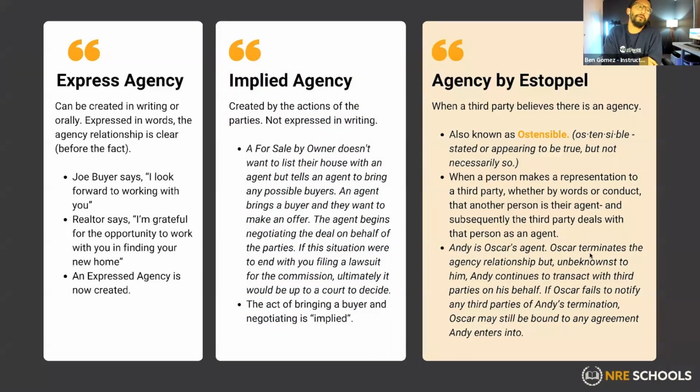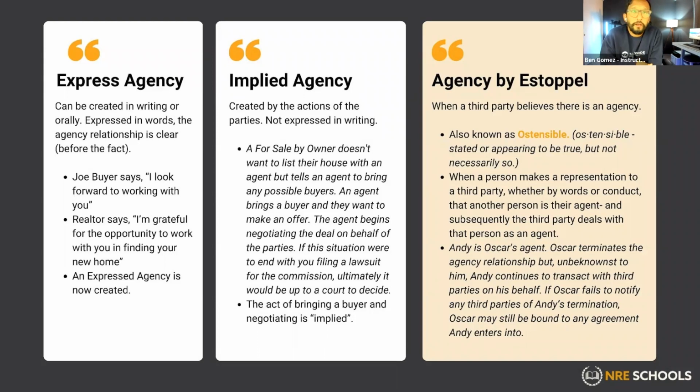Oscar terminates the relationship, but unbeknownst to him, Andy continues to transact with third parties on his behalf. So Carla, you fired me. You don't want me as your agent anymore. That's cool. So Carla legally fires me as her agent, but I'm still out there talking to people, saying, hey, I have a client who wants to buy your property, and I'm still representing as if she is still working with me. So maybe Diana, a seller, says, yeah, bring your buyer.